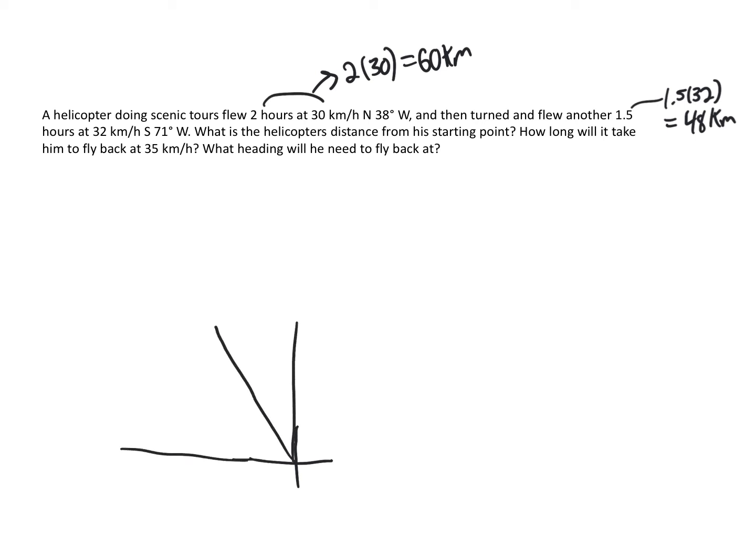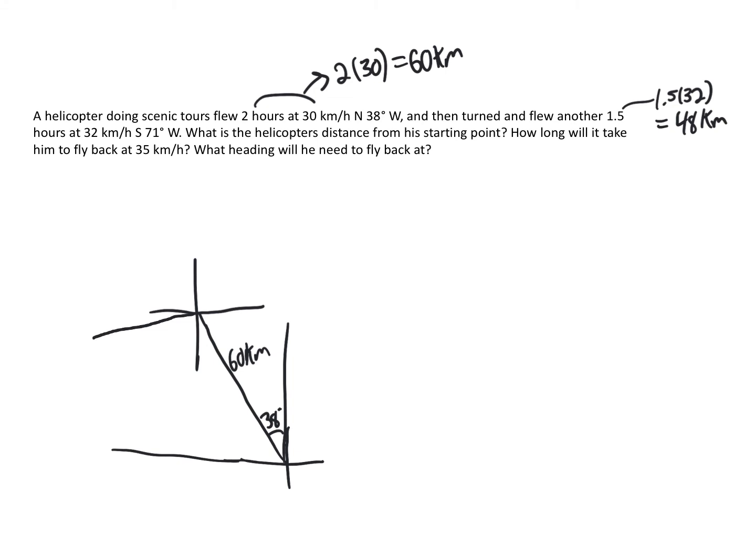the first leg going 60 kilometers at 38 degrees west of north. And then it makes a turn and goes, that's 71 degrees, and it goes 48 kilometers, and we want to know this distance.